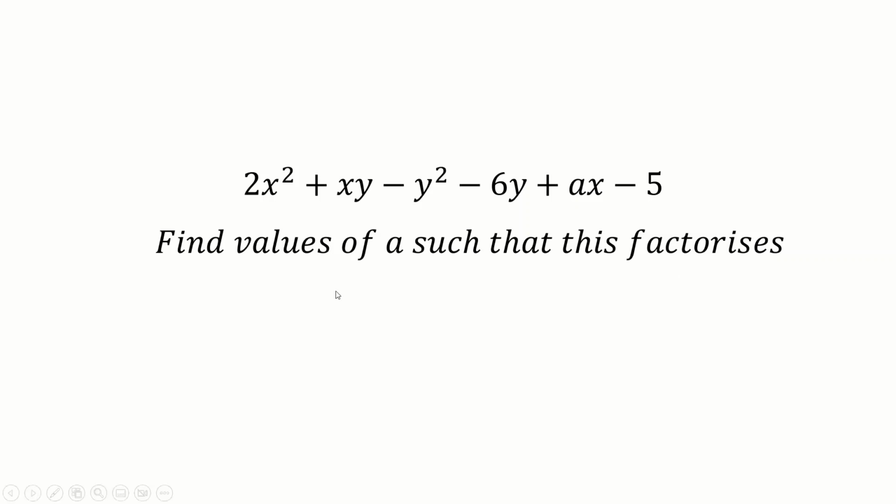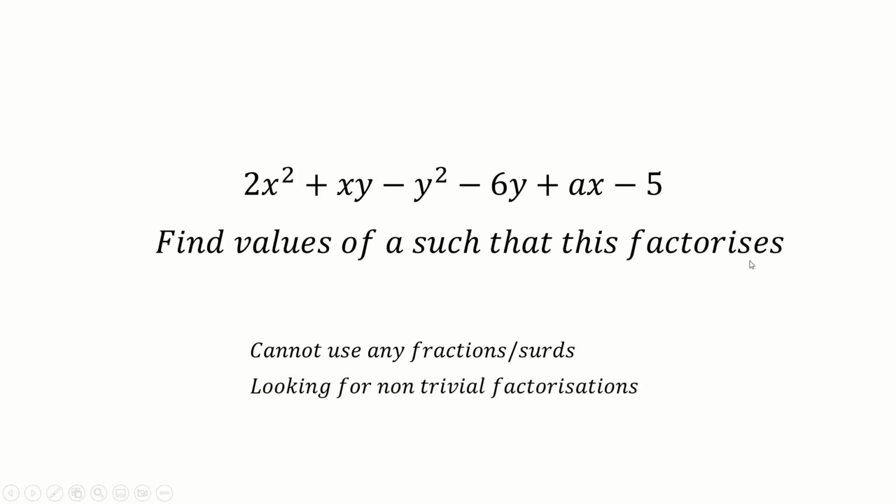It doesn't say how many values of a do this, it just says find values of a such that this factorizes, so it's implying there's more than one, but we don't know exactly how many for sure, which is kind of interesting. Of course, we could just do 1 times this, but I'm not really interested in trivial factorizations, and we don't really factorize with fractions or surds. I know there's ways that you can do that, but I'm going to take this word factorizing to mean everything's going to be a whole number, and it's nothing trivial. So I'm just going to do that.